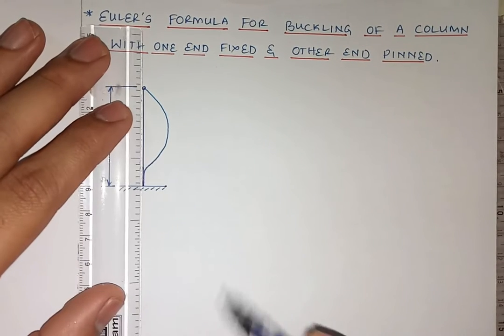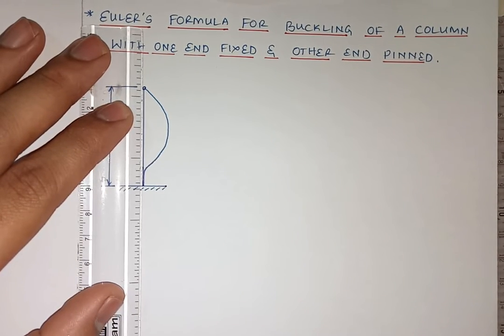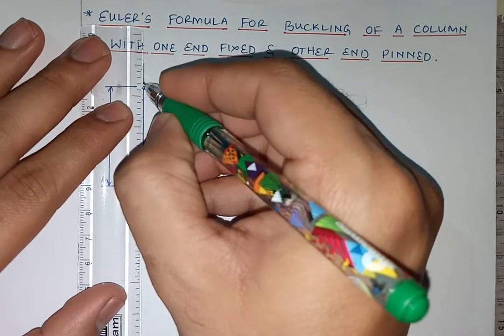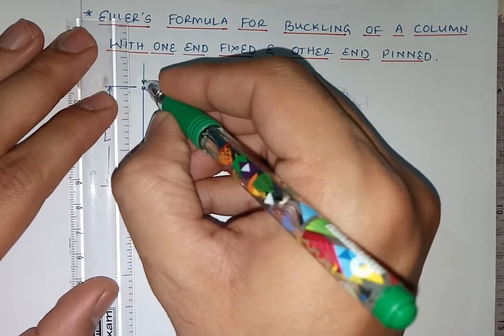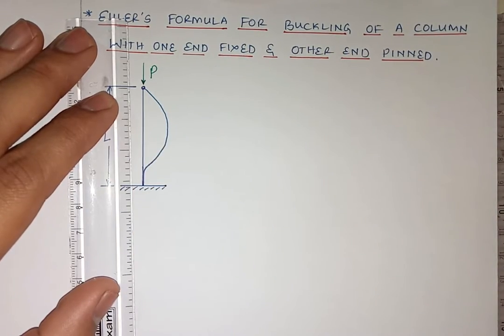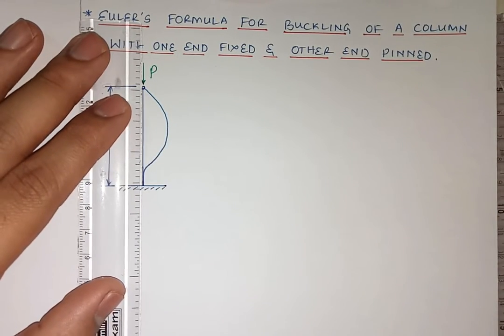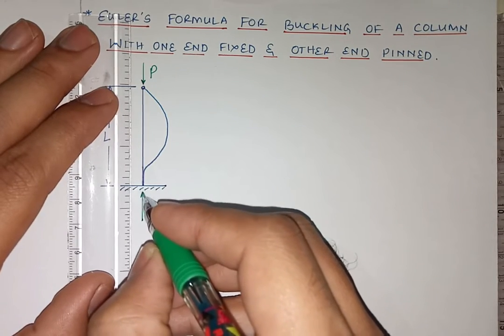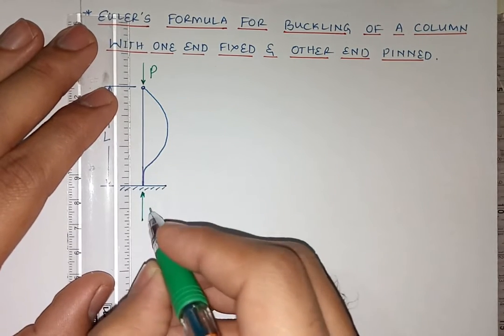Now as usual there is some compressive load which is causing the buckling. So that compressive load I'll show it here. Let us say this is the compressive load and its value is P. Now the reaction here, which is equal and opposite, will be P.